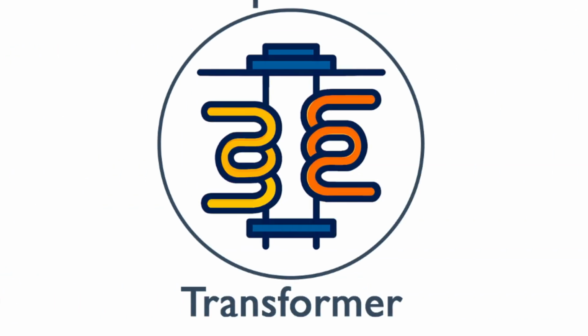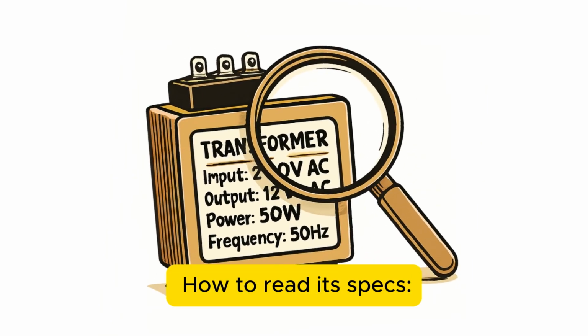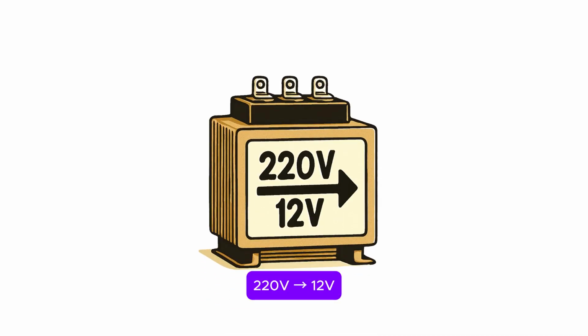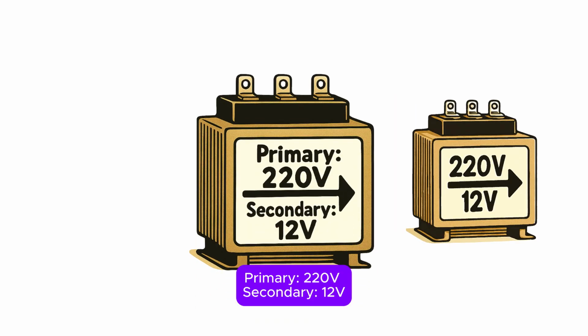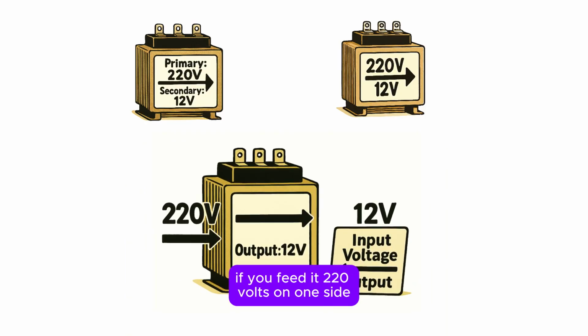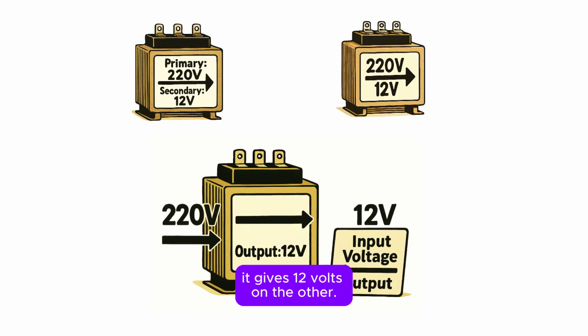4. Transformer. How to read its specs? You'll often see something like 220 volts goes to 12 volts, or primary 220 volts, secondary 12 volts. That means if you feed it 220 volts on one side, it gives 12 volts on the other.